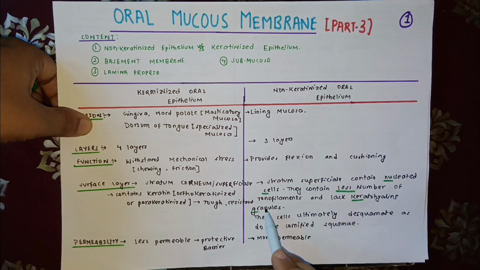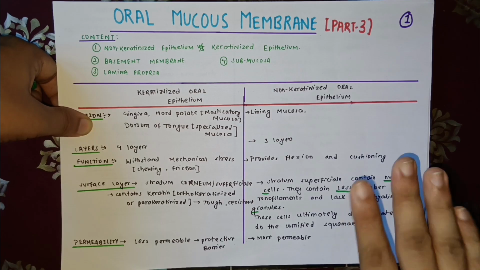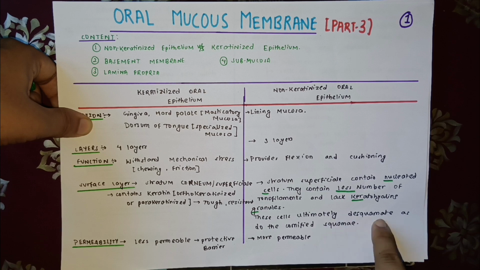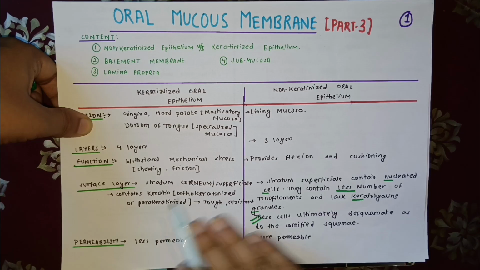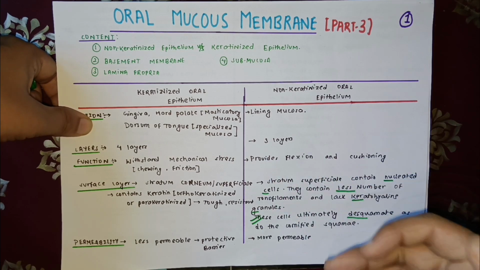Especially, these keratohyalin granules are present in the granulosum layer. I have taken this line from Orban's, but you can understand it simply: fewer tonofilaments are there, keratin is not present, and nucleated cells are there. After that, these cells ultimately desquamate as do the cornified squames. This is one of the common features between keratinized and non-keratinized oral epithelium: in keratinized there is desquamation, and non-keratinized oral epithelium also desquamates. This is a feature of oral epithelia, and also of the intestine, where there is also desquamation.